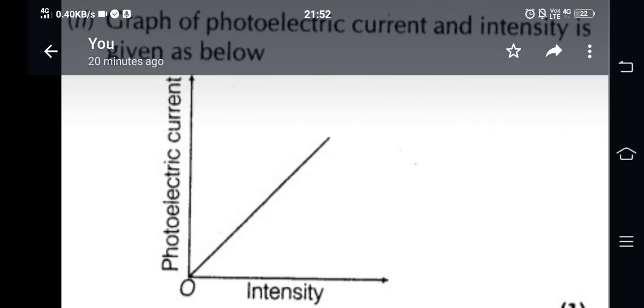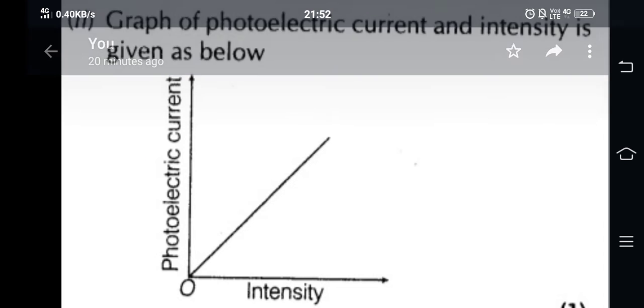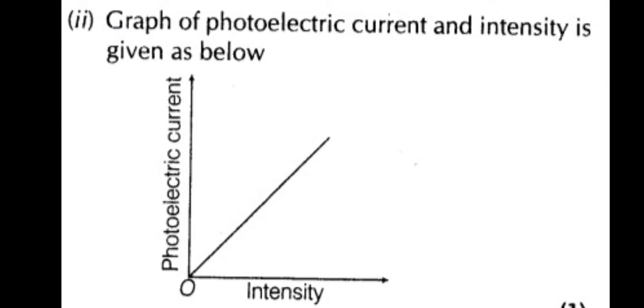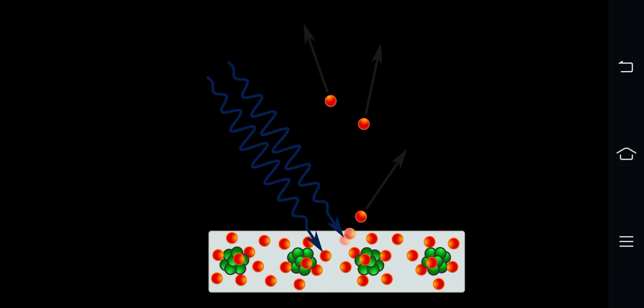The kinetic energy of an ejected electron is independent of the intensity of the incident light but varies linearly with its frequency. The graph of photoelectric current and intensity shows that the photoelectric current is directly proportional to intensity. The number of ejected electrons from the metal surface depends upon the intensity of the incident radiation. The greater the intensity, the larger the number of ejected electrons.